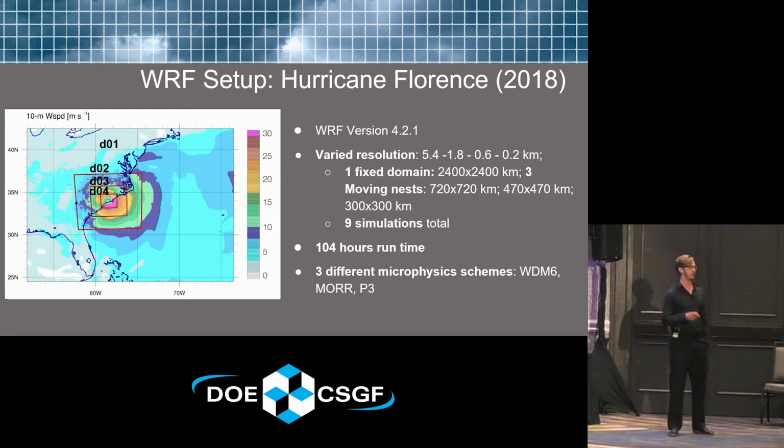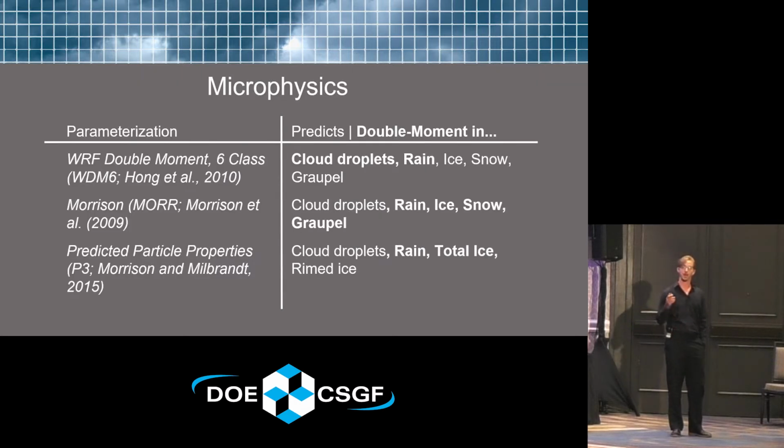So I have 9 simulations total. I'm varying by adding 1, 2, or 3 nests to increase resolution across my simulations. And then I'm also using 3 different microphysics parameterizations to note the differences that occur according to this resolution dependence. The microphysics schemes that I'm using are all similar in the sense that they are double moment.